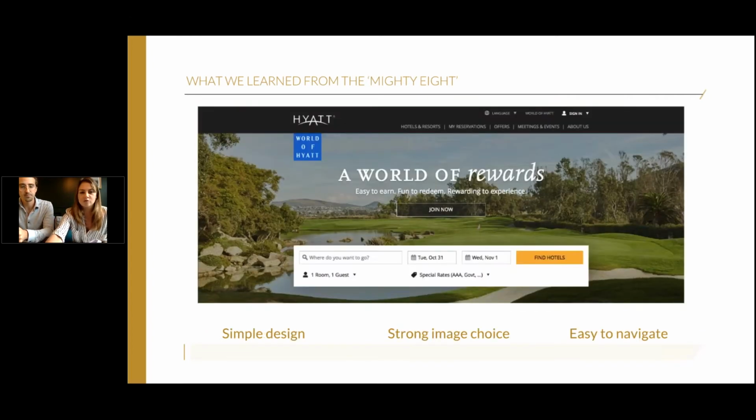Next up, and it was quite a close call between Hyatt and Best Western when the scores came in, and that's Hyatt. And I think the reason this one came out ahead in the end was because of its use of images.